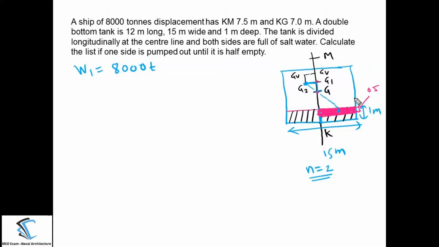Once you remove the mass, as this mass is a liquid, there will be a free surface effect in the starboard side of the double bottom tank. Because of that free surface effect, there will be a virtual rise of the center of gravity from G2 to GV. So the new center of gravity will be at GV. So G2 and GV projected on the center line will be equal, G2GV is equal to G1GV. Both are the same in magnitude. So let's start the calculation for calculating the new center of gravity KG1.